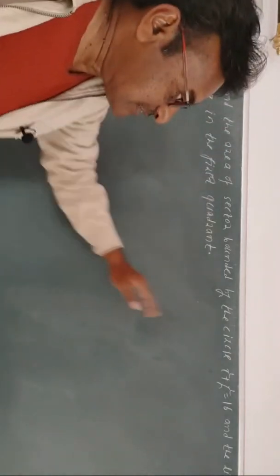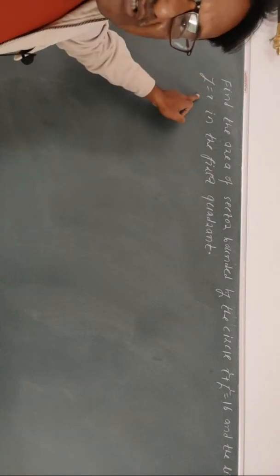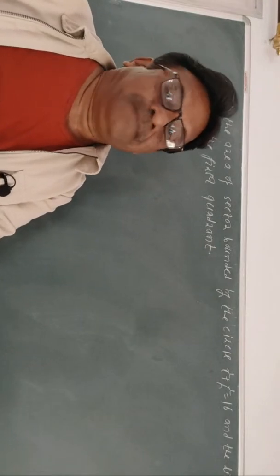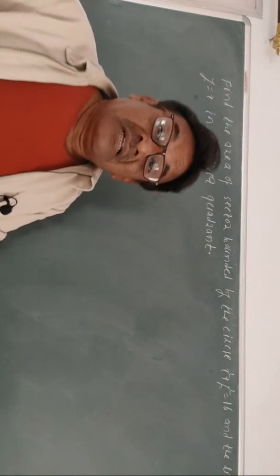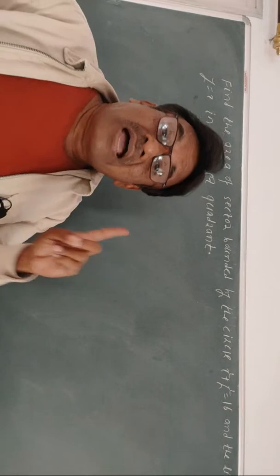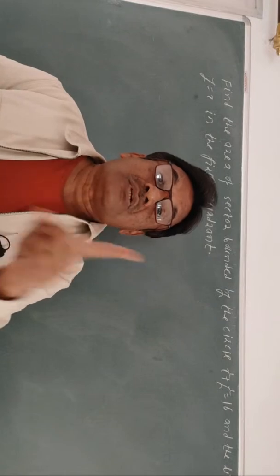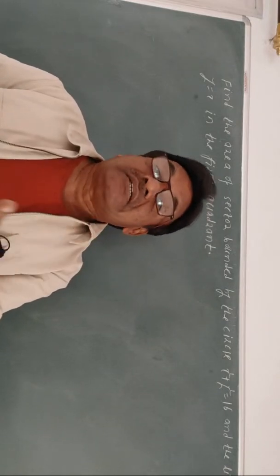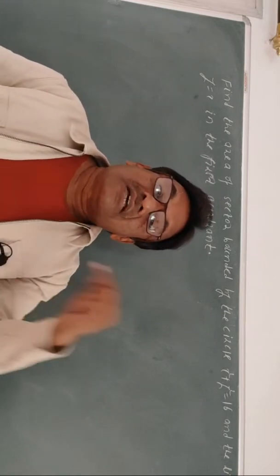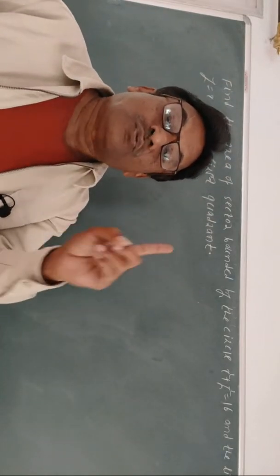Next, the equation of the line is given, that is y is equal to x. We know that this is the linear equation of a straight line, and remember that this equation does not contain the constant term. Therefore the line represented by this equation, y is equal to x, passes through the origin.